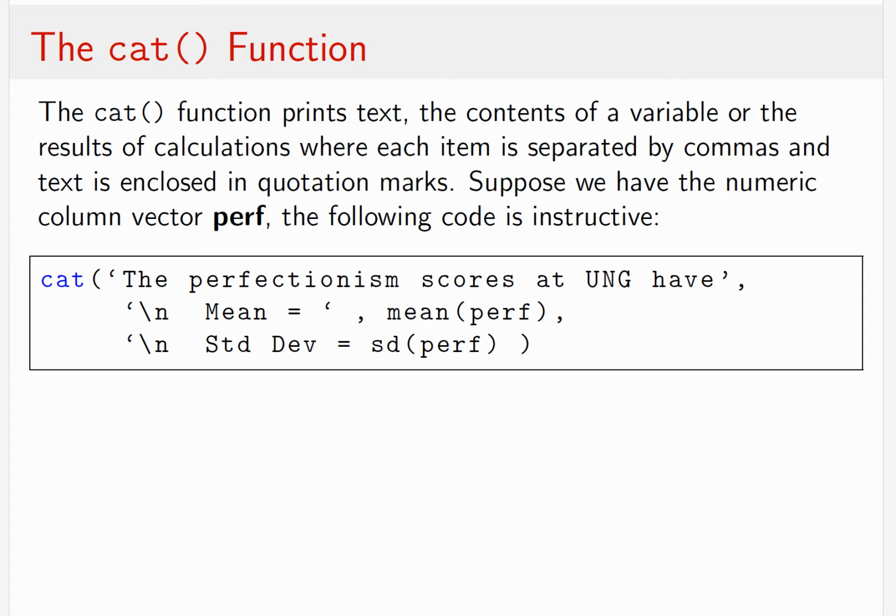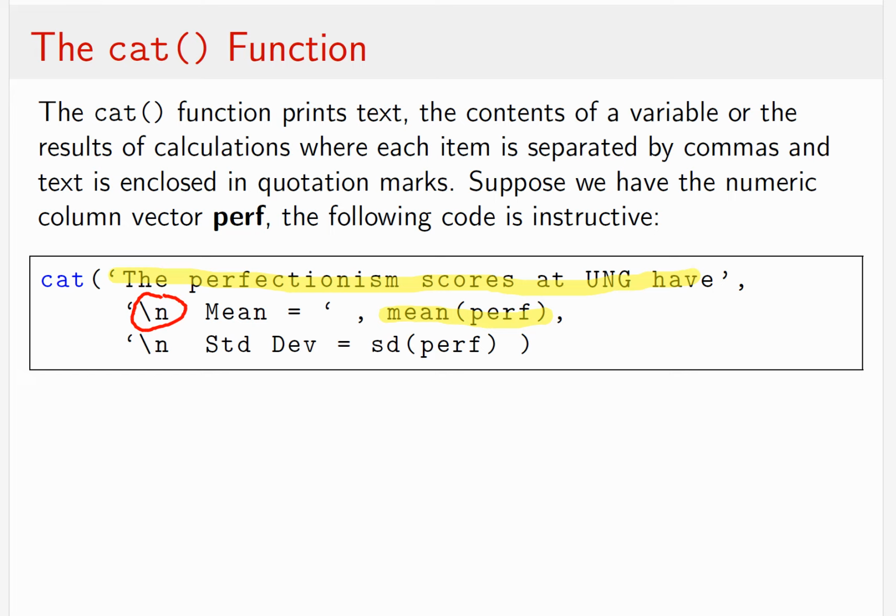Okay, once again, suppose we have the numeric column vector perf. These are the perfectionism scores from the personality data set, right? And look, a couple of things that I want you to notice. First of all, we're calculating the average right inside the function, right? So I have text. Here's text, the perfectionism scores that U and G have. Now notice this. This is important. Okay, so that's a hard return. So I'm formatting this inside the cat function. I'm formatting it so it fits on the screen, but also making the point that we can do this.